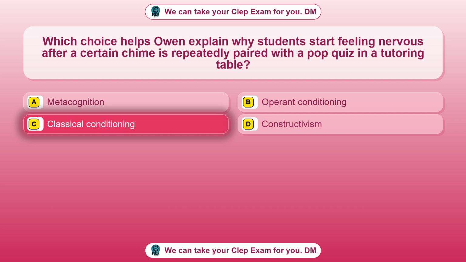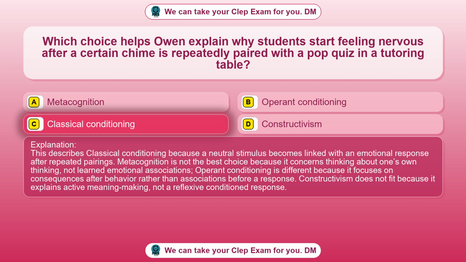Classical conditioning. This describes classical conditioning because a neutral stimulus becomes linked with an emotional response after repeated pairings. Metacognition is not the best choice because it concerns thinking about one's own thinking, not learned emotional associations. Operant conditioning is different because it focuses on consequences after behavior rather than associations before a response. Constructivism does not fit because it explains active meaning making, not a reflexive conditioned response.